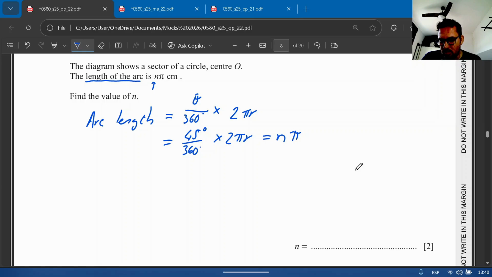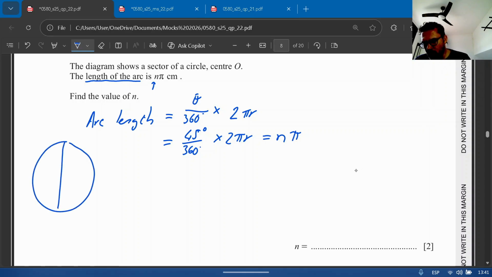Can we simplify 45 over 360? Yes. 45 is such a well-known angle, if I can say this. Remember, if you got a circle, you cut it in half. Now you got 180 degrees. Cut it in half, you got 90. All the angles are 90, and you cut that in half. Now you got angles that are 45 all around. So that means 1, 2, 3, 4, 5, 6, 7, 8. That is 1/8 of a circle.